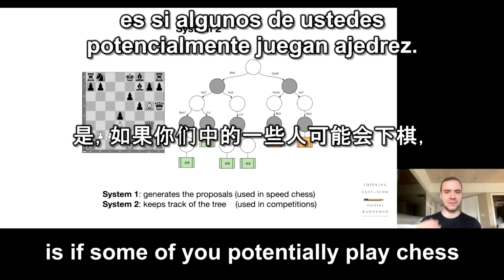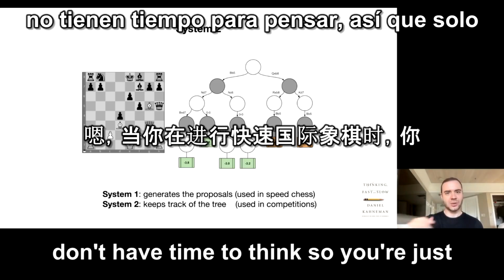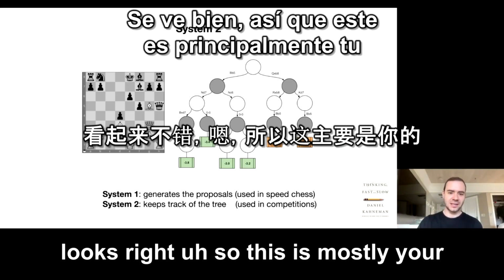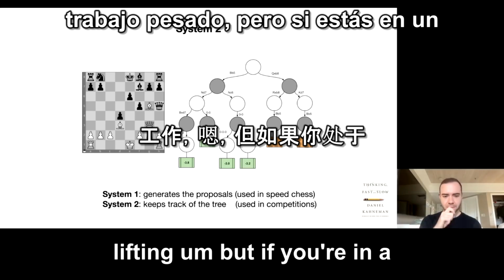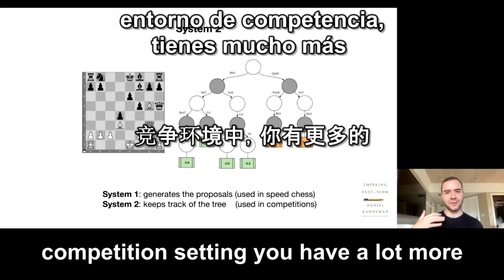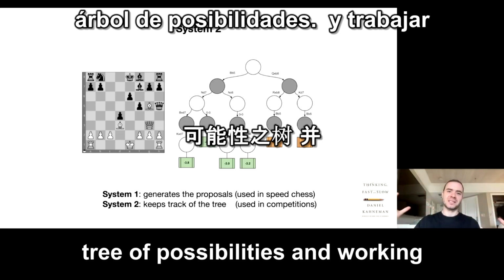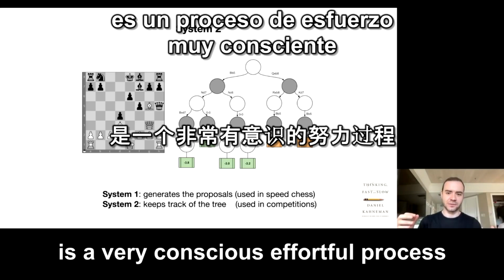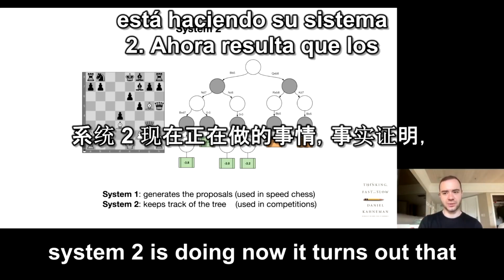Another example is if some of you potentially play chess, when you're doing speed chess, you don't have time to think. So you're just doing instinctive moves based on what looks right. So this is mostly your system 1 doing a lot of the heavy lifting. But if you're in a competition setting, you have a lot more time to think through it, and you feel yourself sort of like laying out the tree of possibilities and working through it and maintaining it. And this is a very conscious, effortful process. And basically, this is what your system 2 is doing.